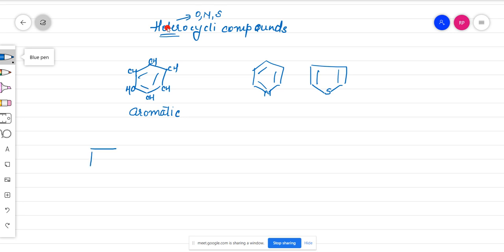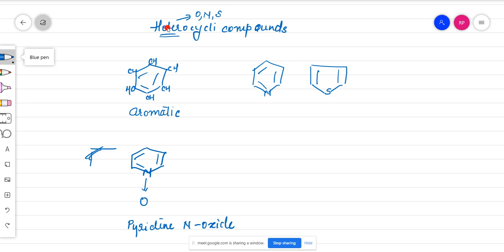So this is pyridine. What is pyridine? This is pyridine. Yes or no? This is your pyridine. And if you have an oxygen attached to it, this becomes pyridine N-oxide. This is called as what? Pyridine N-oxide. What does that mean? That oxygen is attached to nitrogen. So this becomes an N-oxide.